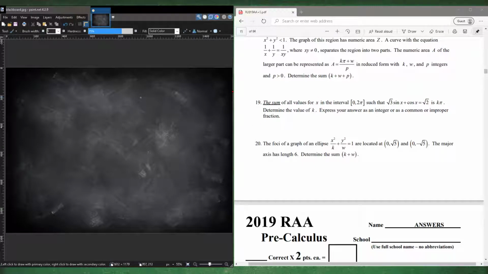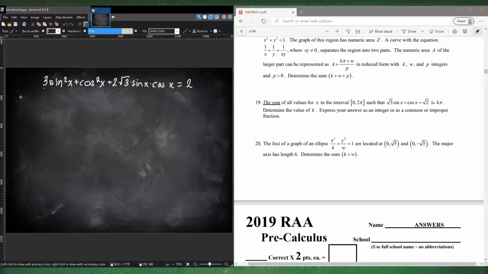So basically, what we'd like to do when we're working with trig is to get sine squared of x and cosine squared of x, because those add up to 1, and that can help us simplify trig. To do that, we need to square both sides. So then that would be 3 sine squared of x plus cosine squared of x, and then we have plus 2 square root 3 times sine of x times cosine of x equals 2.